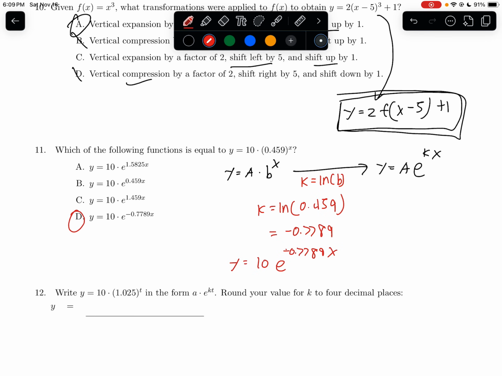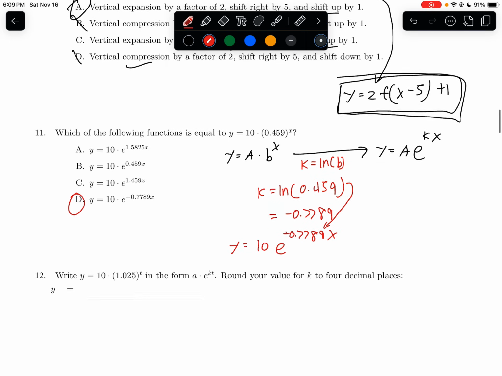If you got part B, you may have been adding 1 to k. So the value that you get for k just goes into the formula. You don't add or subtract 1 from it. That may have been why you've been getting that answer. So just be very careful about that.